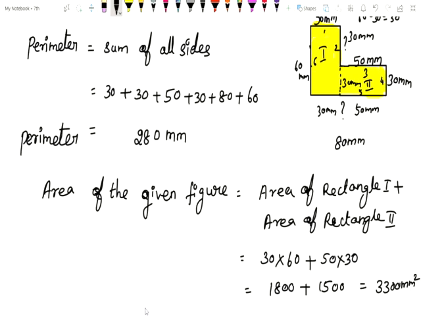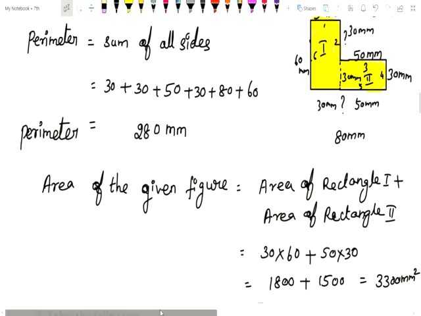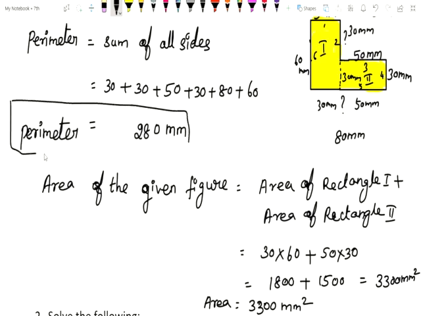So area equal to 3300 millimeter square. Do you understand, children? Perimeter equal to 280 millimeter and area equal to 3300 millimeter square. Do you understand? See the next one.